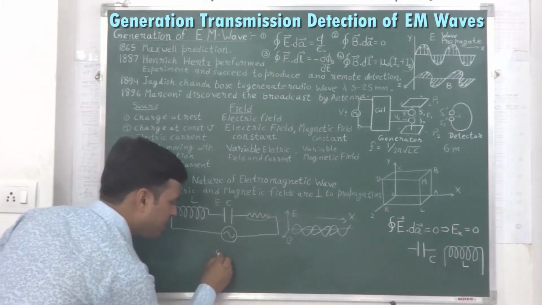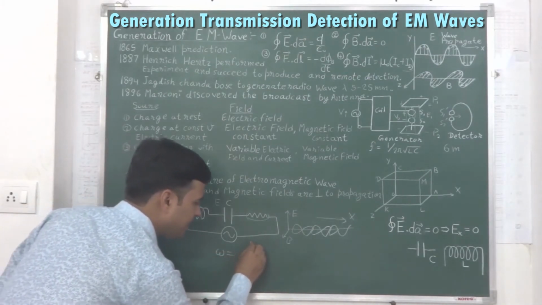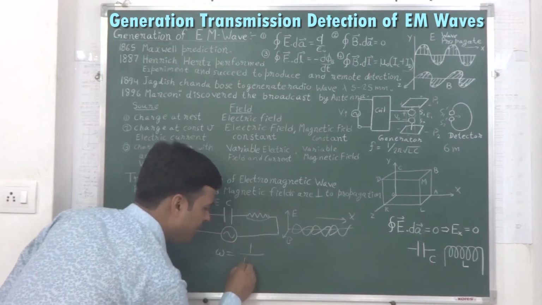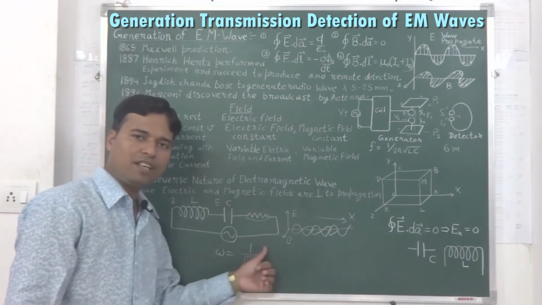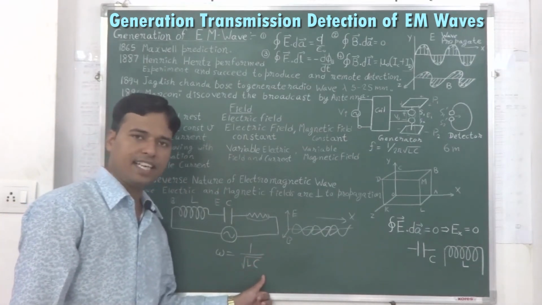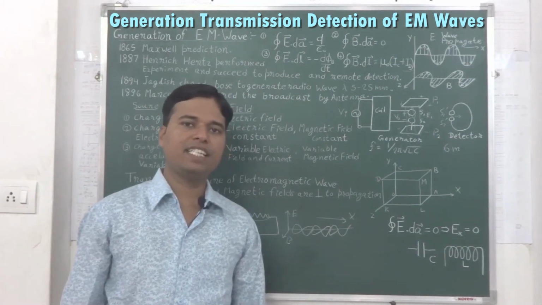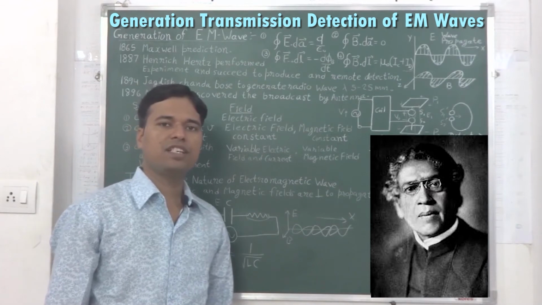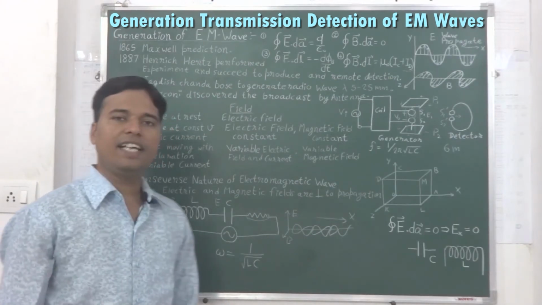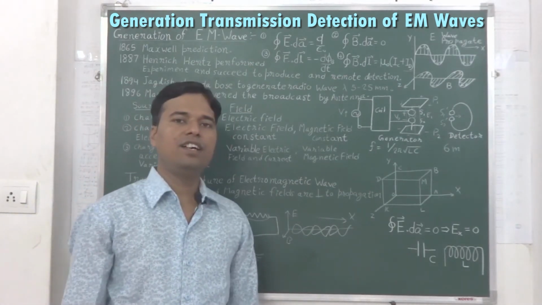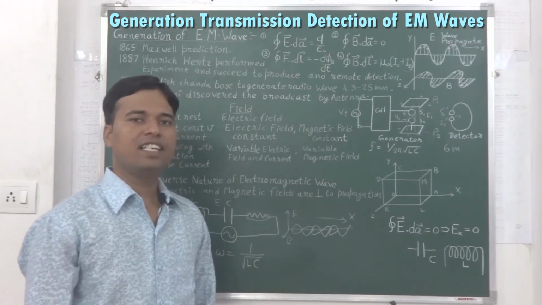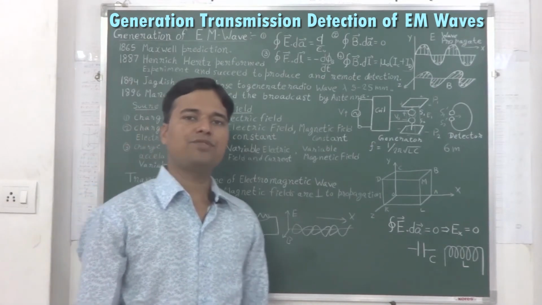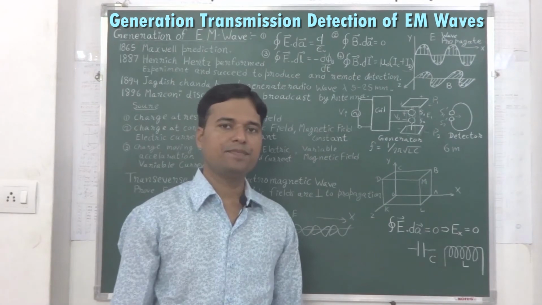The resonance frequency, angular frequency, can be calculated by omega is equal to 1 upon square root of LC. In the next experiment in 1894 by Jagdish Chandra Bose, he could produce a radio wave of wavelength nearly 5 to 25 mm.